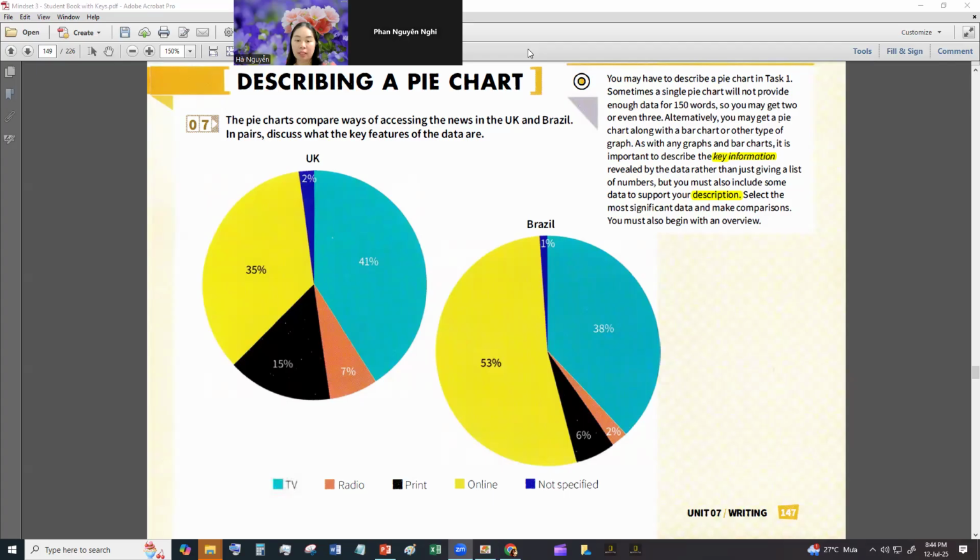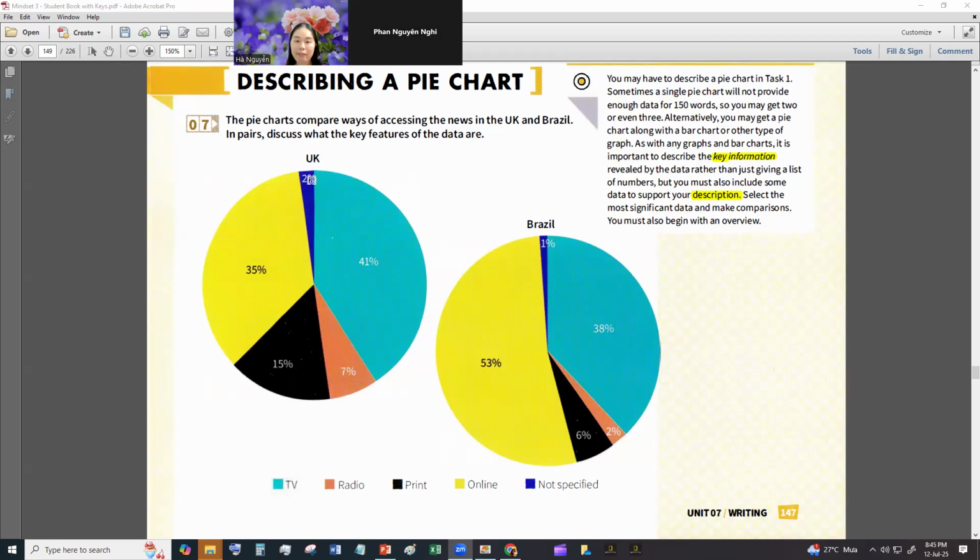I think online is the main way of accessing the news. Okay, sorry. Just firstly, let's go through the basics. What are the ways of accessing the news in the chart? So we have TV, radio, print, online, and not specified. That's right. So there are 5 groups of data here.